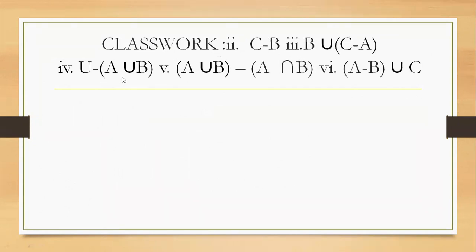First of all you have to find A union B, then subtract it from the universal set. Here you have to find A union B separately, find A intersection B separately, and subtract them. Here what you have to do? First of all, do A minus B, then do union with C. Are you clear, children? How to do this one?